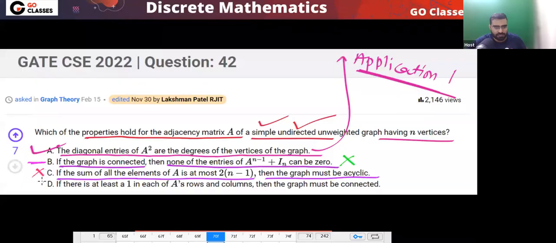Okay, so let's move on. Now, tell me about option D. If there is at least one 1 in each row and column, then the graph must be connected. This is an interesting option actually. And this is not very hard. You can easily see this is also false.